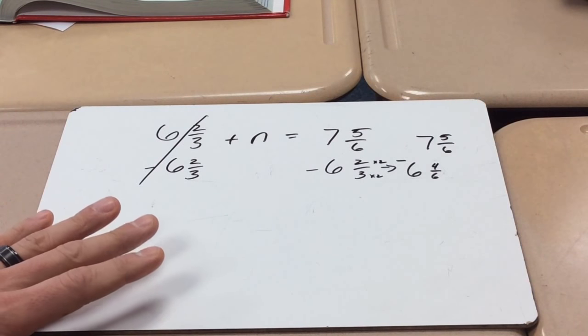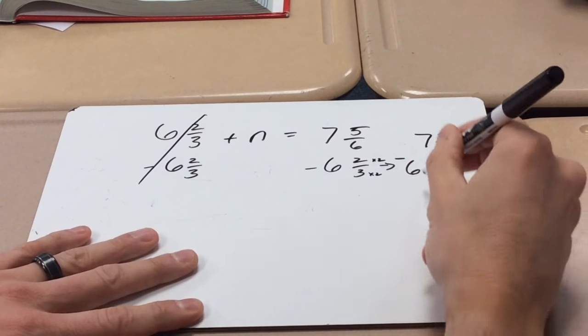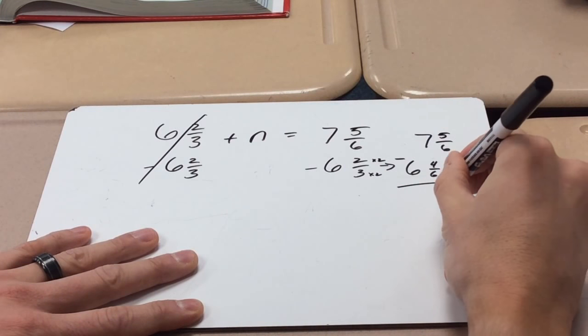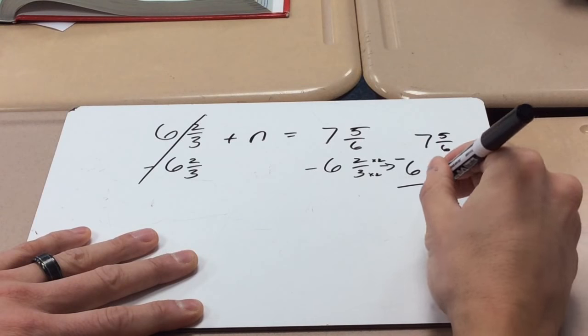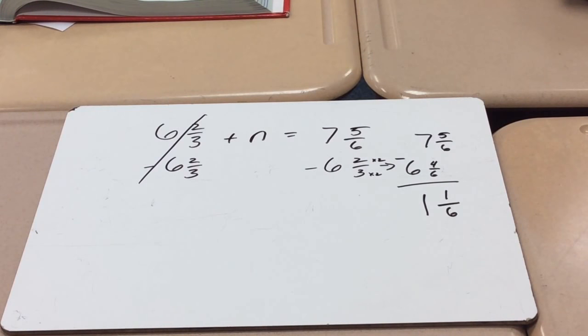Now we have a problem that we can work with. 5 minus 4 is 1. Keep the same denominator. 7 minus 6 is 1. So 1 and 1/6.